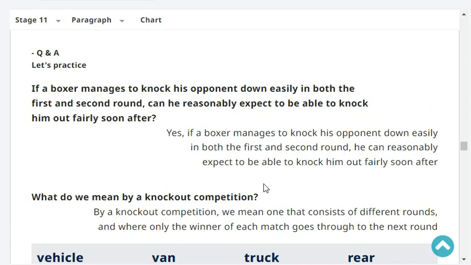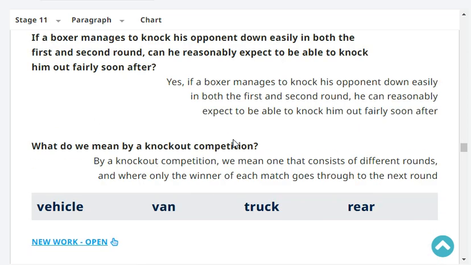Okay. If a boxer manages to knock his opponent down easily in both the first and second round, can he reasonably expect to be able to knock him out fairly soon after? Yes. If a boxer manages to knock his opponent down easily in both the first and second round, he can reasonably expect to be able to knock him out fairly soon after. Very good.